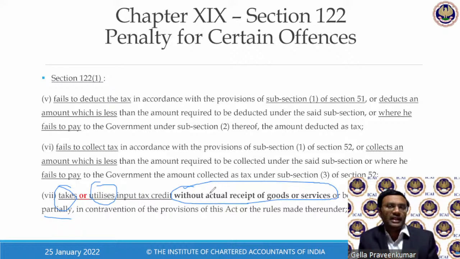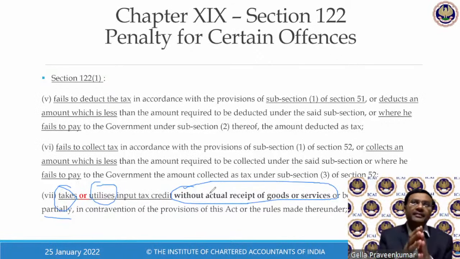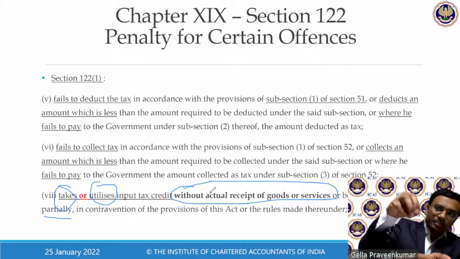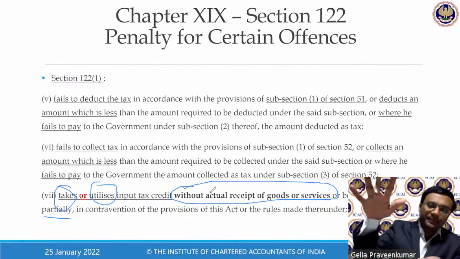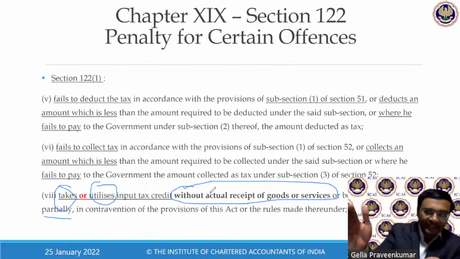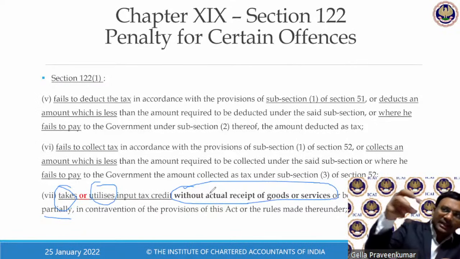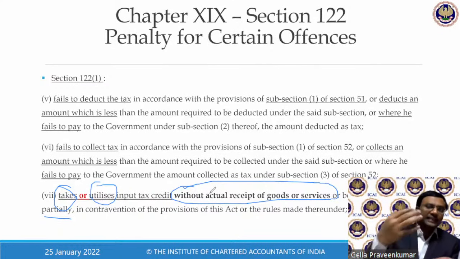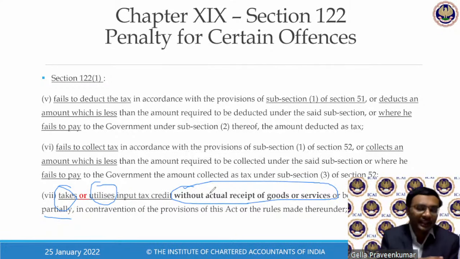Now, when we talk about without actual receipt of goods or services, please look at your section 16. I'll give an example. I have my supplier called Akshay. Akshay is in the state of Maharashtra. Praveen is a registered person in the state of Karnataka. Akshay handed over the goods to my transporter at his factory gate in Pune. The moment the transporter leaves the factory gate, I, a registered person in Karnataka, have accounted the goods as if they were received. I've availed the input tax credit in relation to those goods.